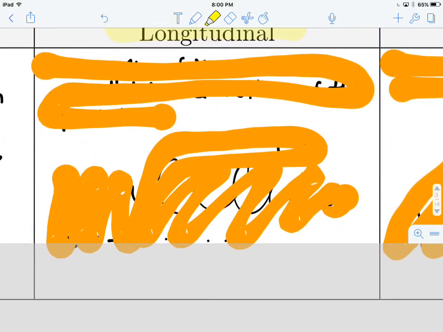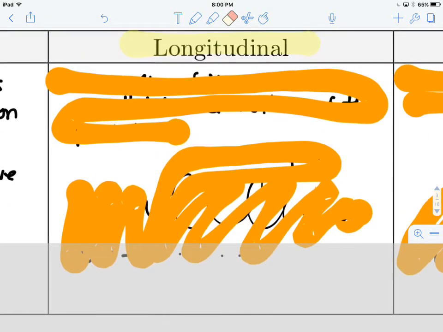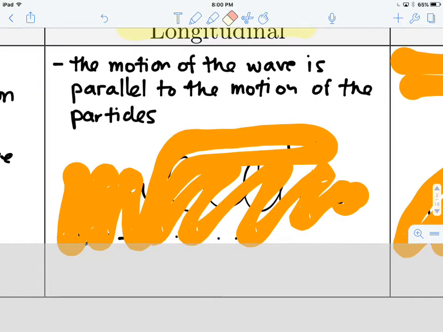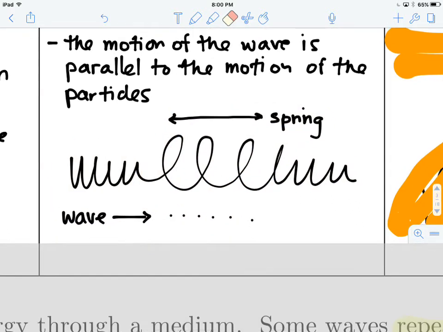A longitudinal wave, though, is not where you have the motion of the wave perpendicular, you have it parallel. So the motion of the wave is parallel to the motion of the particles. An example of this we're going to do in class is where we have a spring, and we send a pulse down the spring. You'll notice that here the wave is going to move in this direction, and the pieces of spring themselves will move back and forth in that direction as well.